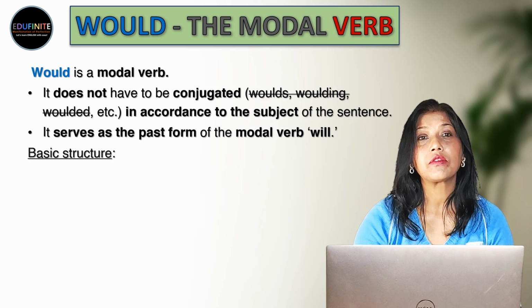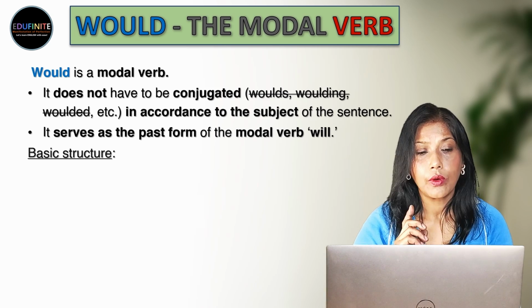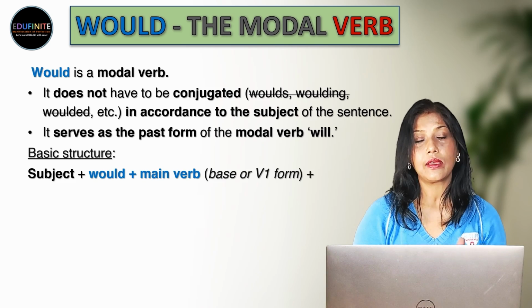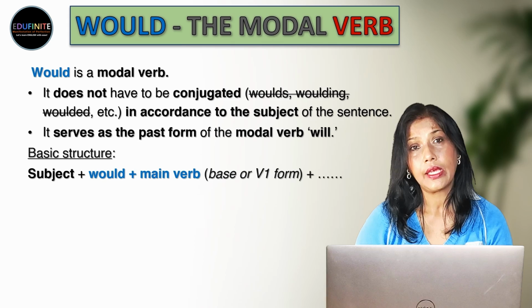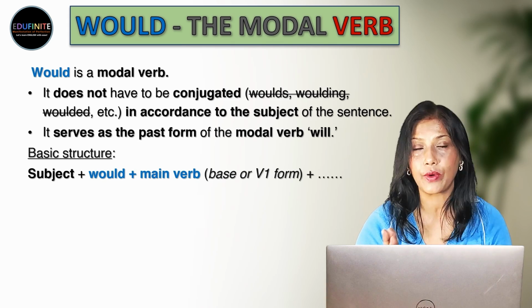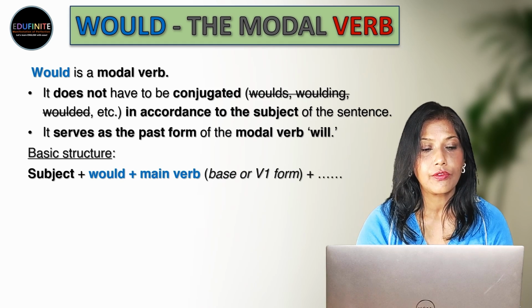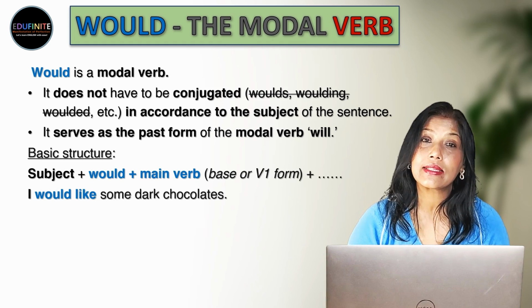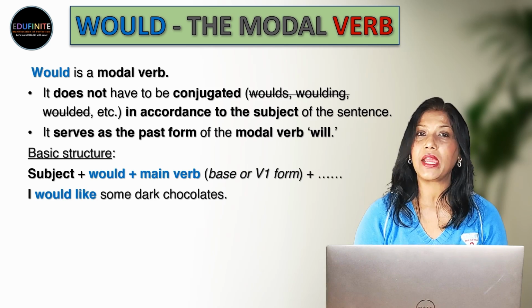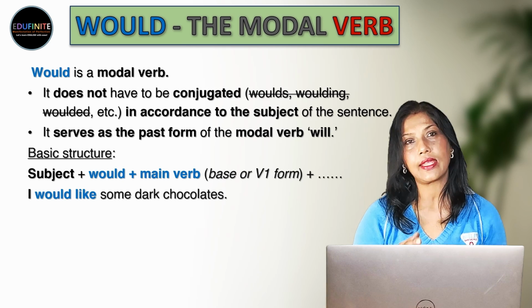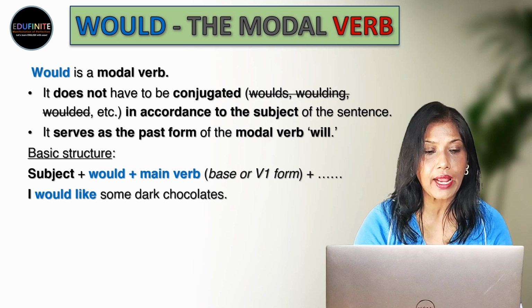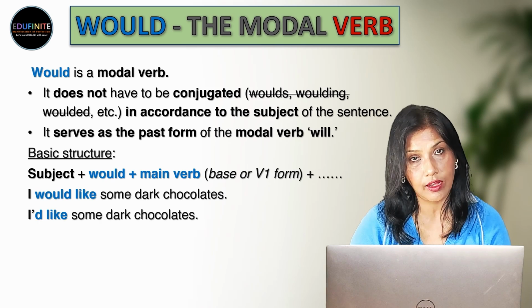Now, the basic structure of would when we use it in a sentence will be: subject, then would, then the main verb, which should be in the base form or the V1 form, and then the rest of the sentence. For example, I would like some dark chocolate. So here I use the subject, then would, and then the main verb like, which is in the base form, and then the rest of the sentence, some dark chocolate. Now this can be contracted and we can say I'd like some dark chocolate.